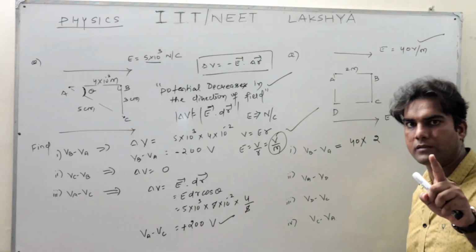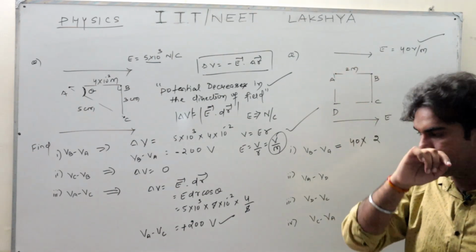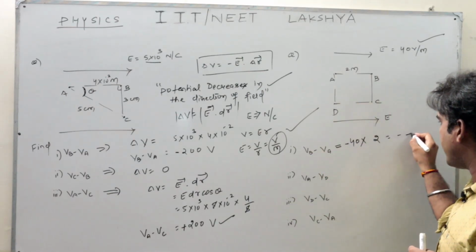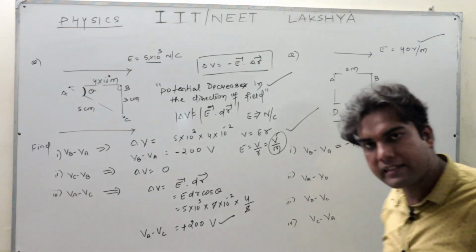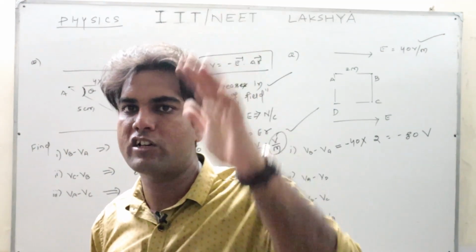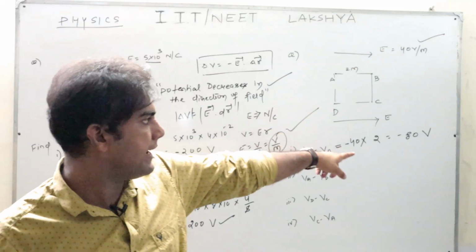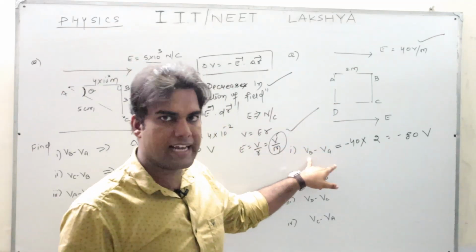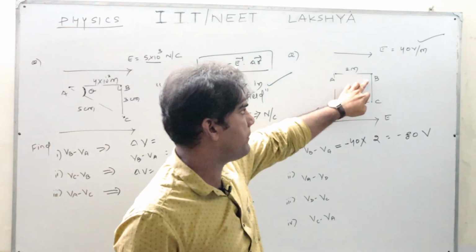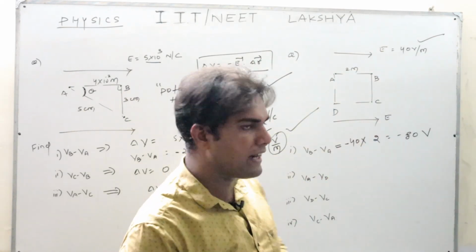Now we need to attach the sign. When you are moving in the direction of the electric field, potential decreases. It means potential at B will be less than potential at A. So my answer is minus 80 volts. I hope it is clear to you. First you calculate the magnitude part alone, which is E dr cos theta. Here E and dr are in the same direction, cos 0 is 1. So 40 into 2, 80. And then at last apply the sign based on this concept: potential decreases in the direction of the field. So potential at B is smaller than potential at A because you are moving in the direction of the electric field. So minus.